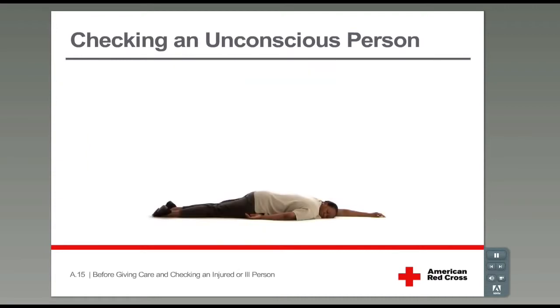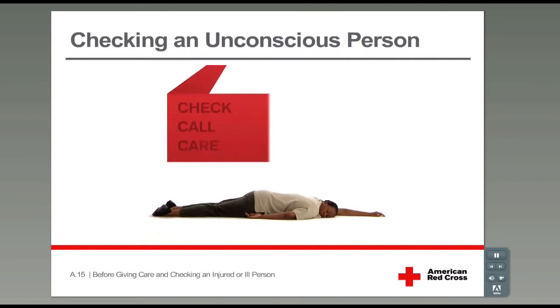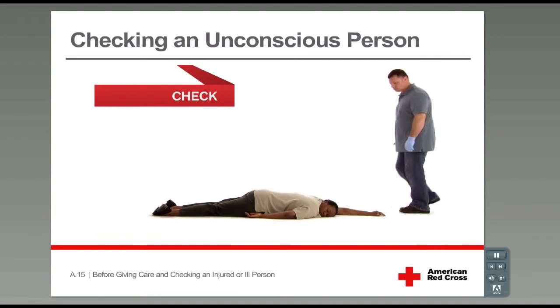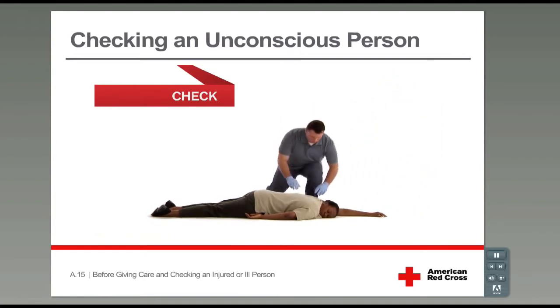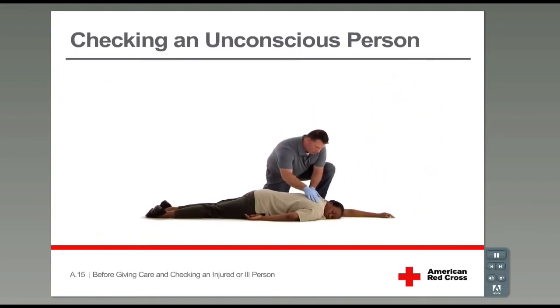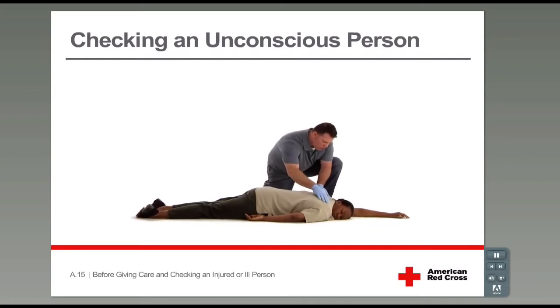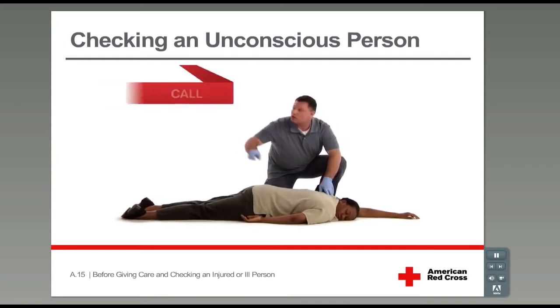When you find a person who appears to be unconscious, follow the emergency action steps. Check, call, care. Check the scene for safety. For a child, obtain consent from a parent or guardian if present. Then check the person for responsiveness. If the person doesn't respond, call for help.